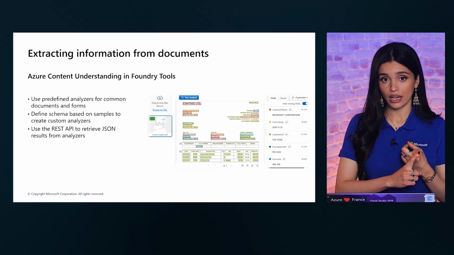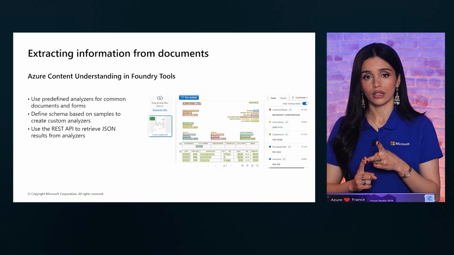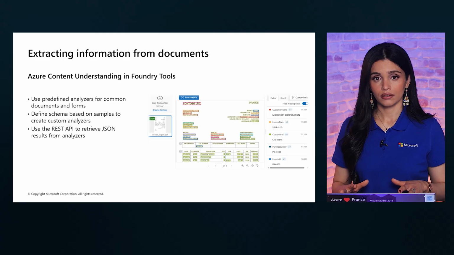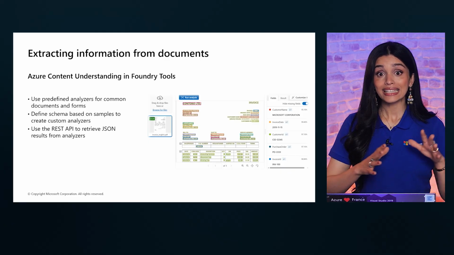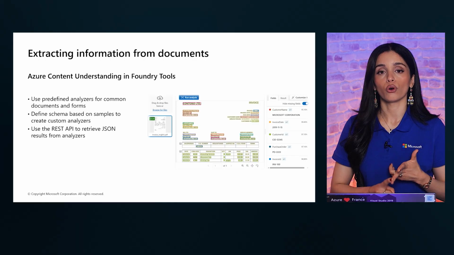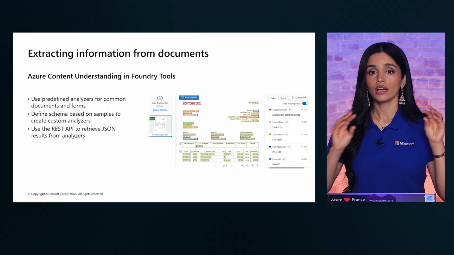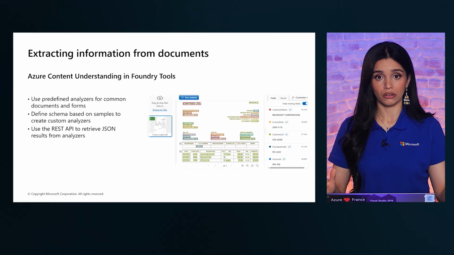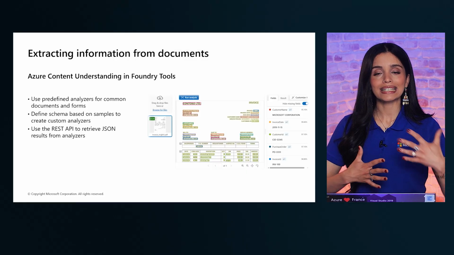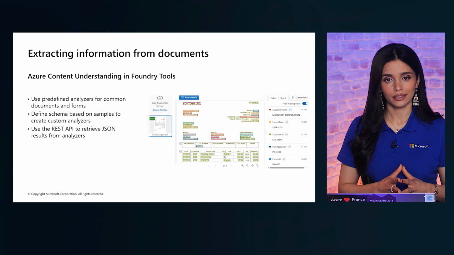When working with Azure Content Understanding, there are two main approaches: pre-built analyzers and custom analyzers. The pre-built analyzers give you a fast start. These are ready-to-use models designed for common document types like invoices, receipts, and forms. You don't need to train anything. You simply upload the document, run the analyzer, and get structured results. These analyzers already understand how information is typically organized in real-world documents. This is the fastest way to get started.